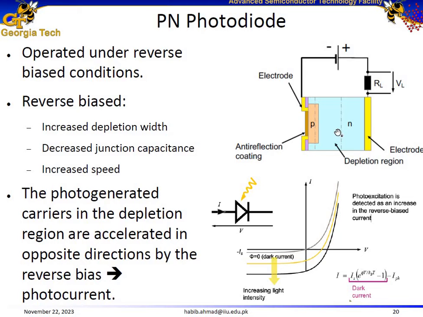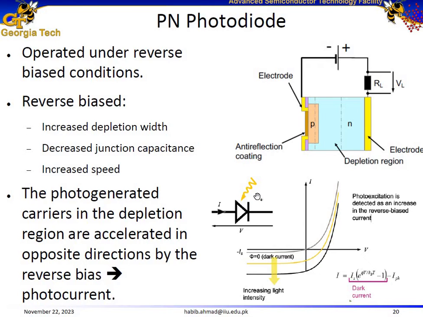And the speed of the photodetector depends on the RC time constant of the photodetector, where the resistance contribution comes from this external resistance and also from the quasi-neutral regions of the photodetector. So decreased capacitance means decreased RC time constant, resulting in faster response time of the photodetector. So under reverse biasing, this configuration gives us higher speed for photodetectors.